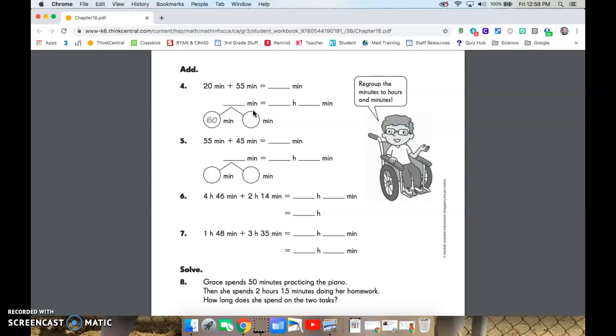So we're going to take 60 away from that 75 minutes that we just had, and that's going to give us 15 minutes. So it's going to be 60 minutes plus 15 minutes. So it's going to be 1 hour and 15 minutes.